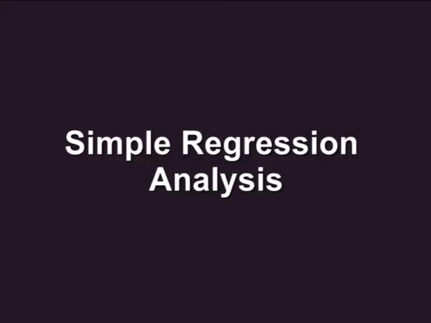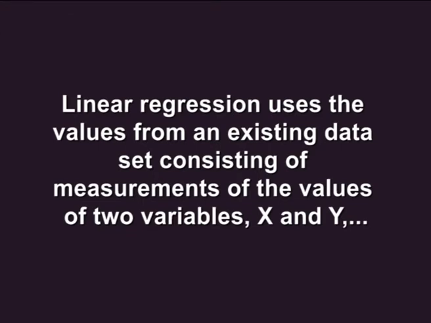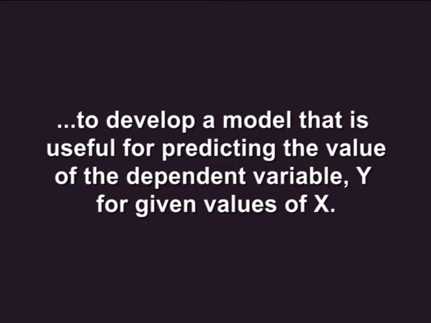Other than correlation methods, we measure relations with the help of regression analysis. The most commonly used form of regression is linear regression, and the most common type of linear regression is called ordinary least squares regression. Linear regression uses the values from an existing data set consisting of measurements of two variables x and y to develop a model that is useful for predicting the value of the dependent variable, say y, for given values of the independent variable x.